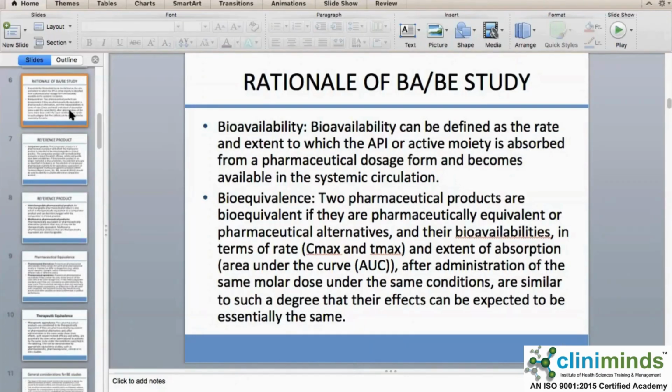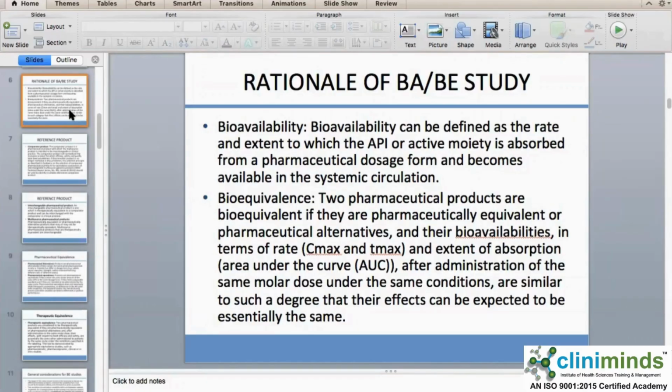And bioequivalence: two pharmaceuticals are called bioequivalent if they are pharmaceutically equivalent or pharmaceutical alternatives, and their bioavailabilities are similar. So how do we measure bioavailability? In terms of rate, which is Cmax and Tmax, and extent of absorption, which is area under the curve. After administration of the same molar dose under the same conditions, they are similar to such a degree that their effects can be expected to be essentially the same.